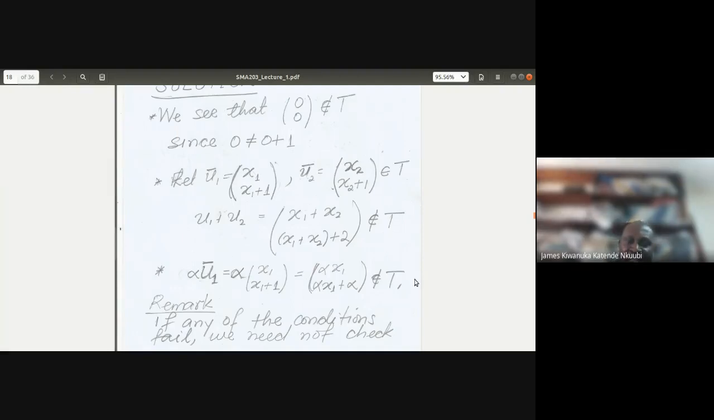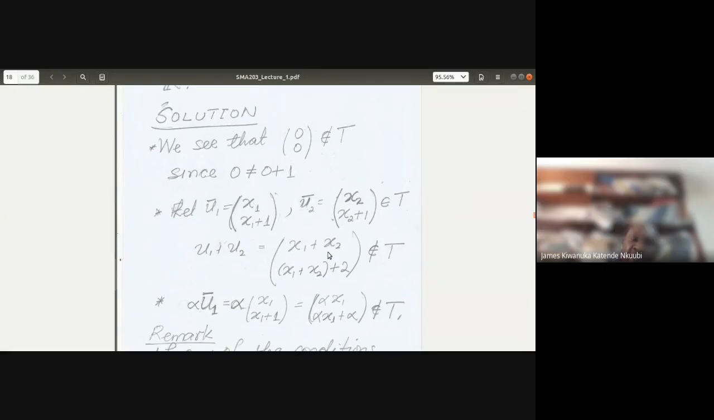The same applies to the third property. If you multiply a vector in T by a scalar, you don't end up with a vector in T. Because here you can see clearly that the property where the second component should be equal to the first component plus 1 is not satisfied. And therefore, this vector cannot be in T. So this is an interesting example where all the three properties are not satisfied.